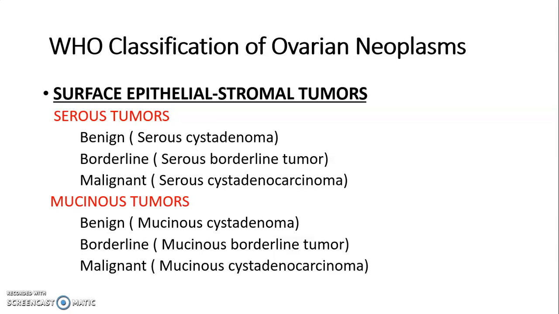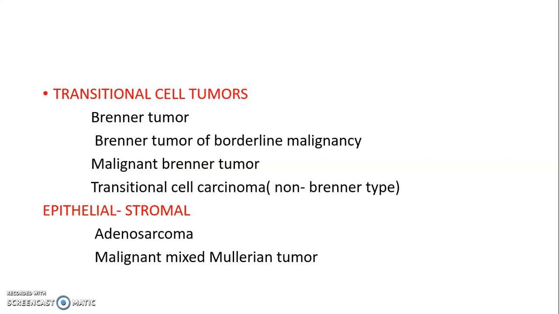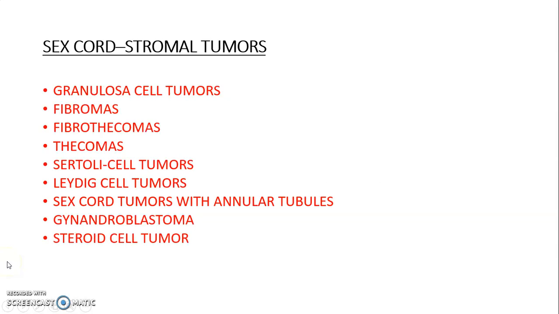We are going to study ovarian neoplasms, the WHO classification of ovarian neoplasms. We have discussed surface epithelial tumors, which include serous tumors, mucinous tumors, endometrioid, clear cell tumors, transitional cell tumors, and epithelial stromal tumors. The second category was sex cord-stromal tumors, which include granulosa cell tumors, fibromas, fibrothecomas, thecomas, Sertoli cell tumors, Leydig cell tumors, sex cord tumors with annular tubules, gynandroblastoma, and steroid cell tumors.